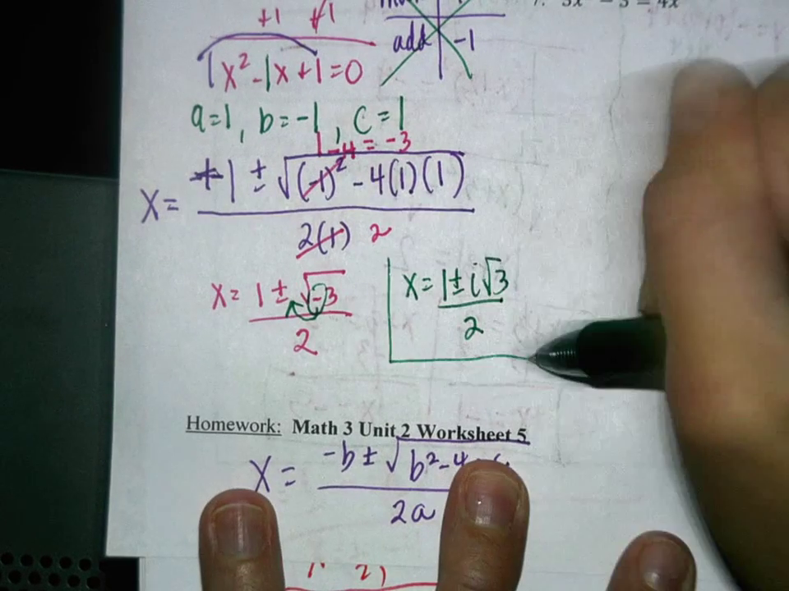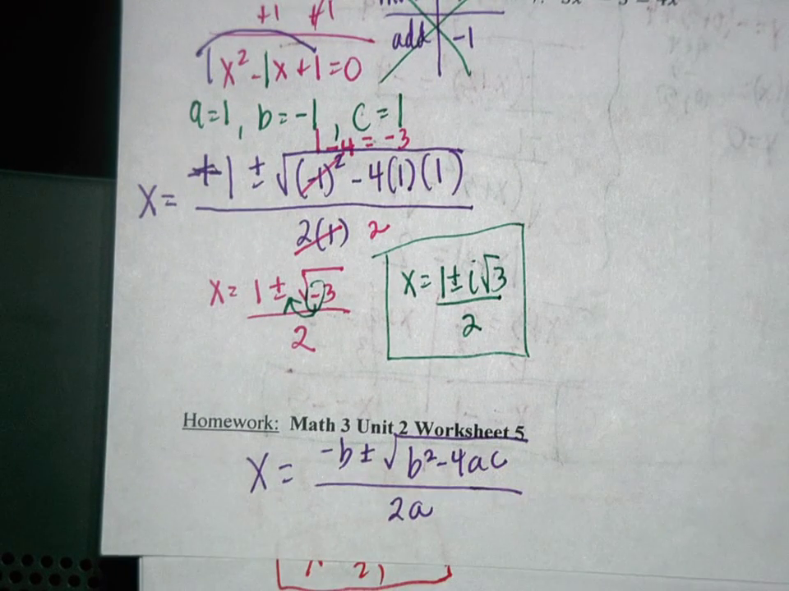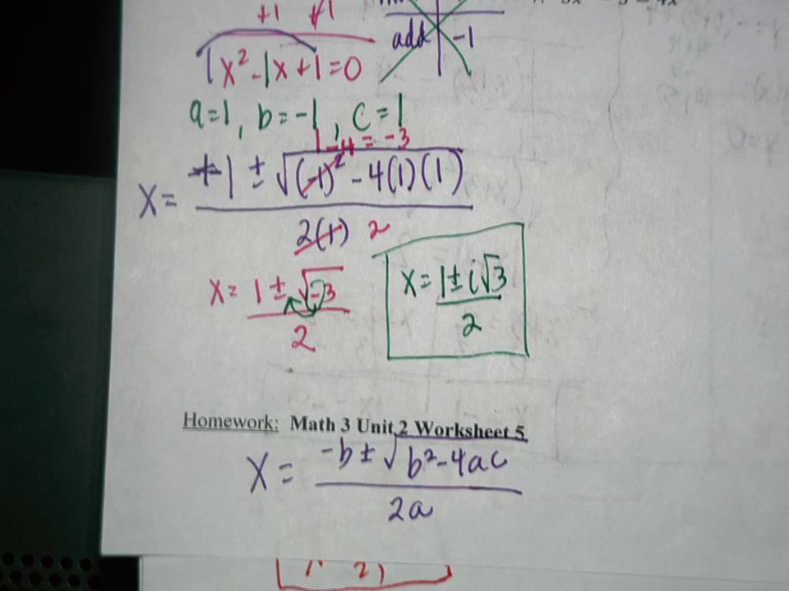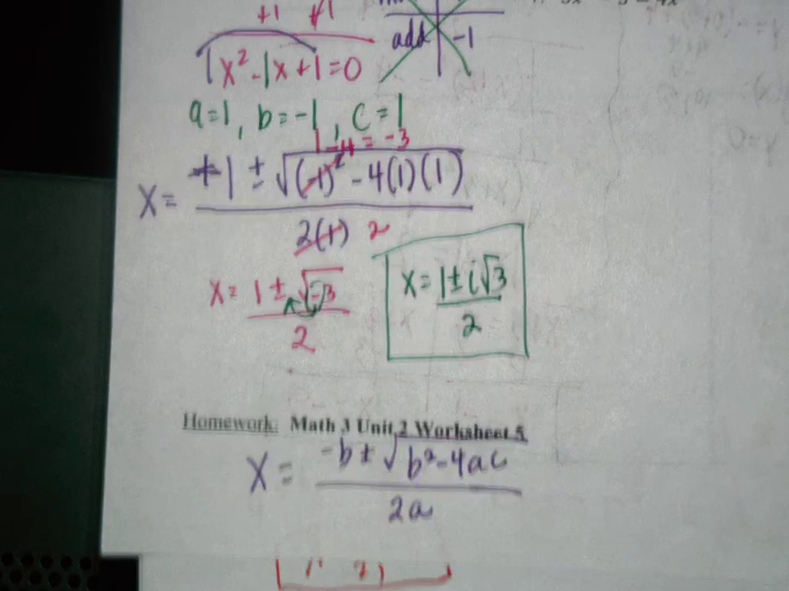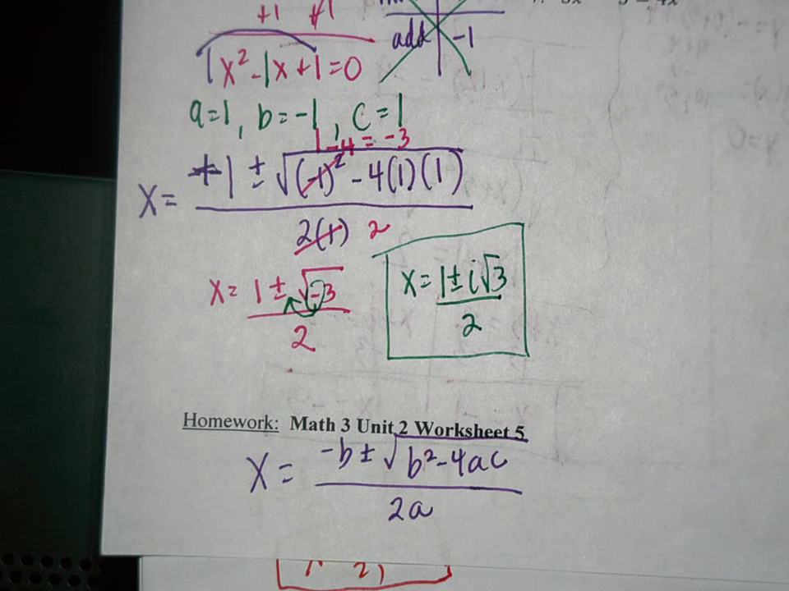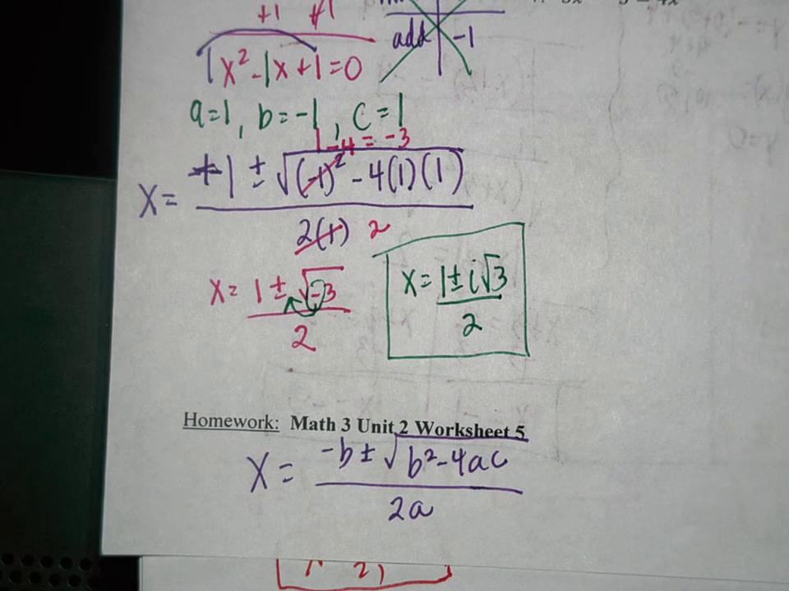One thing that this means is that there aren't any real solutions to this quadratic equation. Okay, there are only imaginary solutions. I know that sounds weird, but that's the way it is. Okay, any questions before moving on to 7?